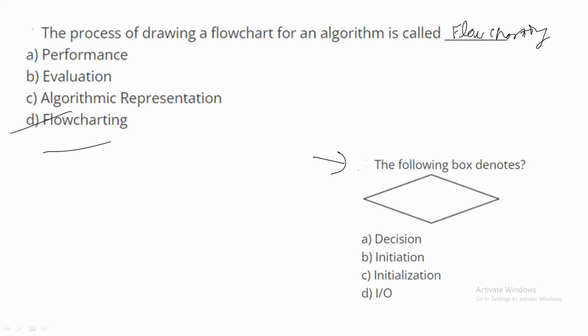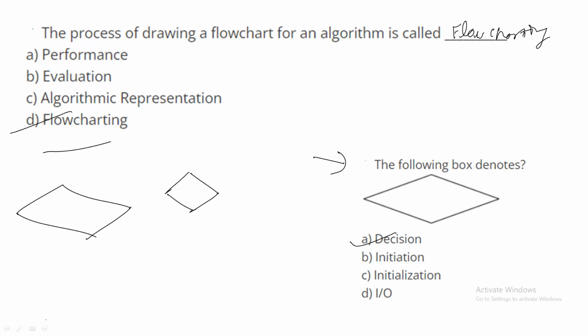Let's move on to the next question now. The next question is: the following box denotes what? So whenever you see a diamond-shaped box, either this type or this type, a little bit stretched, you have to see that this is a decision making block, or we can say decision making shape, right? The diamond shape is used for decision in a flowchart.